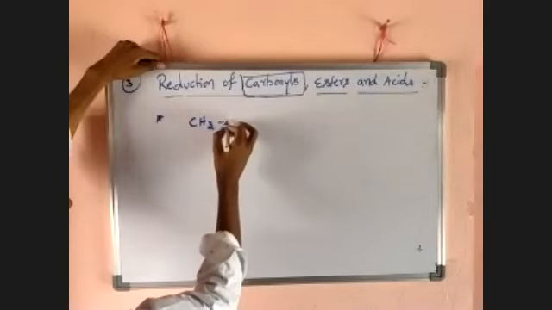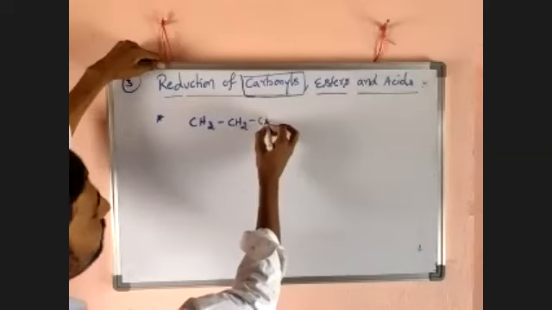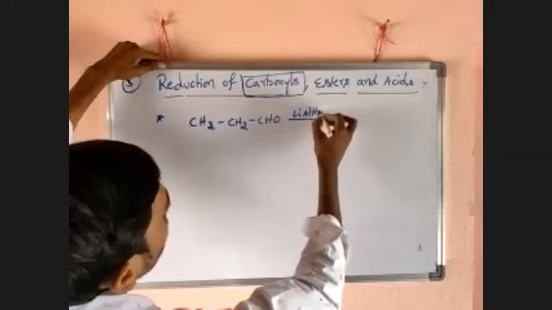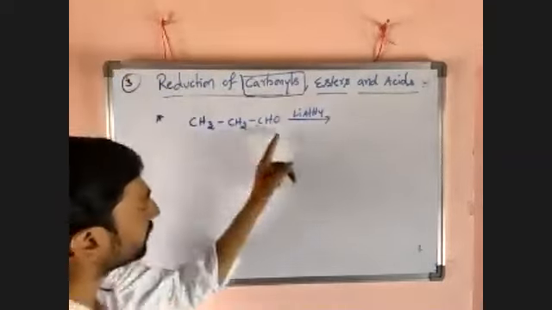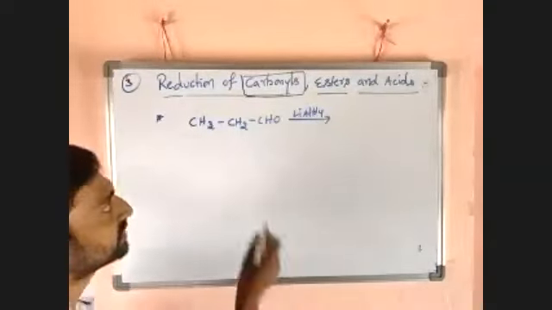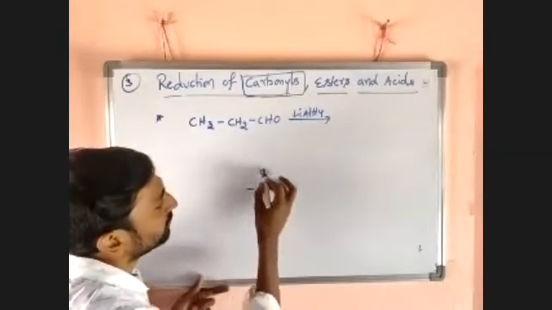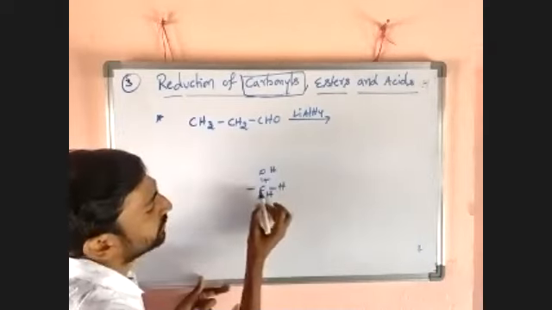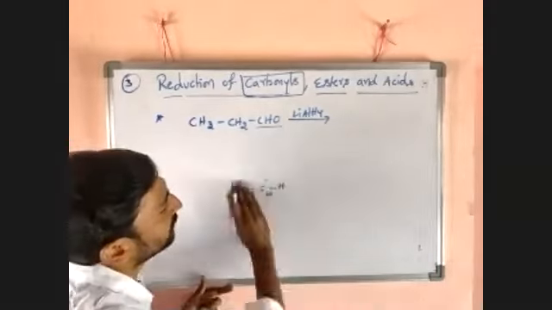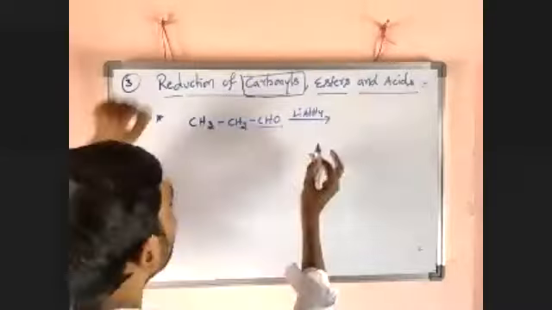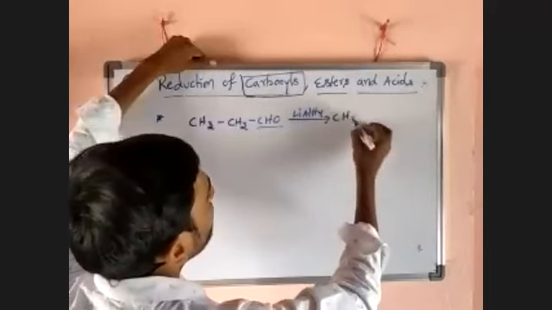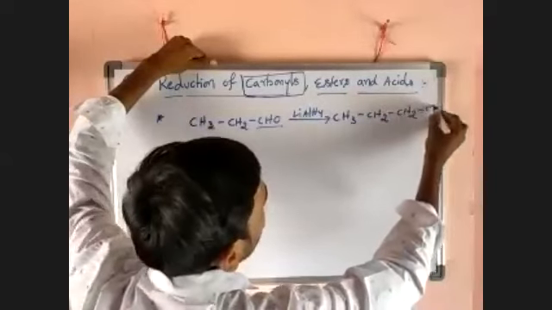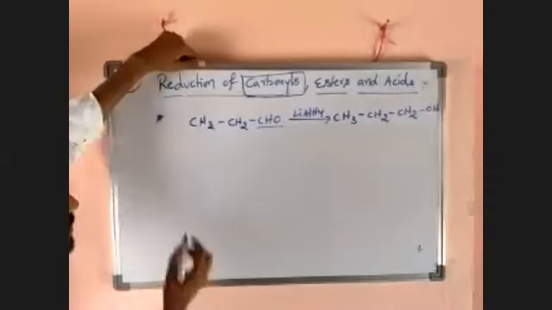CH3CH2CHO in the presence of LiAlH4. The CHO we can write as C double bond O with H. There we cleave the double bond and add H. It will convert to CH2OH. Then the product is CH3CH2CH2OH. Okay, that is one type of aldehyde.